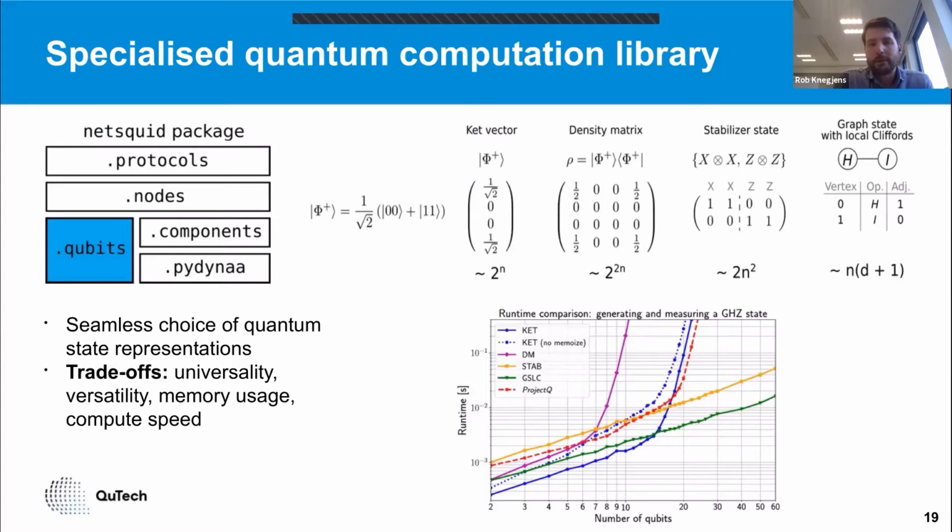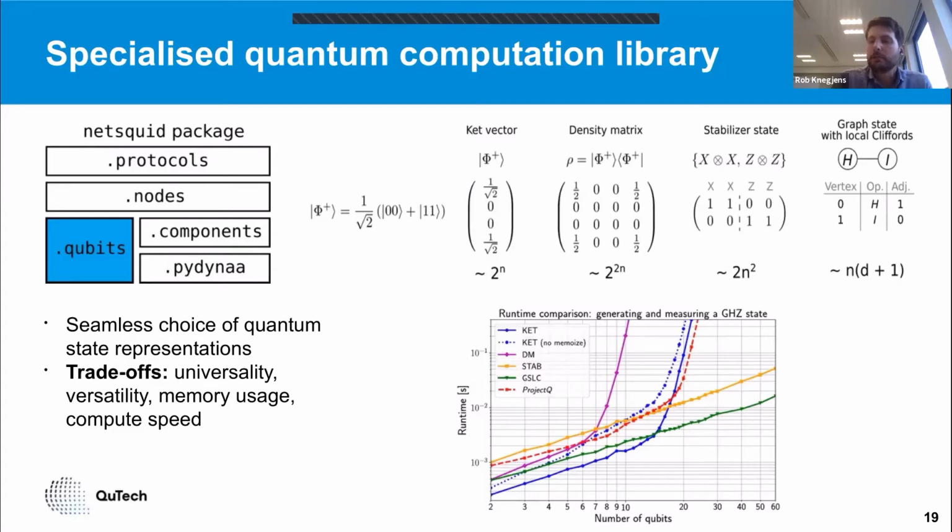By having these different representations, the user also has a trade-off in what they want to simulate. They can choose a representation that's universal in quantum computation, such as the ket vector or density matrix formalism, or one that's more versatile with noise, such as the density matrix formalism. But these formalisms are quite inefficient in terms of storage. They scale exponentially with the number of qubits we're trying to represent, and also computationally.